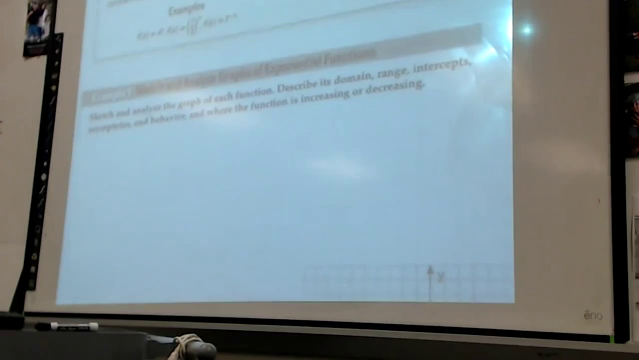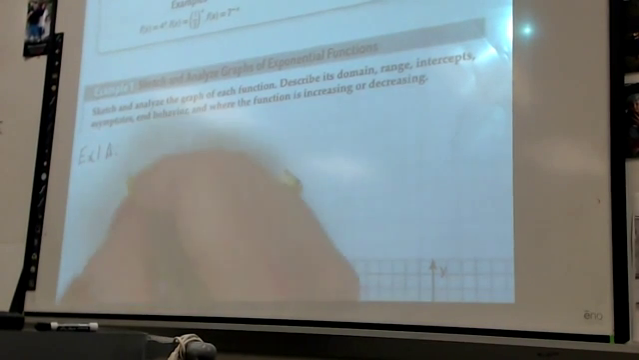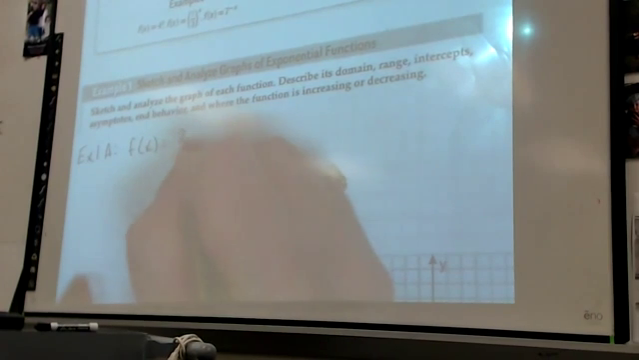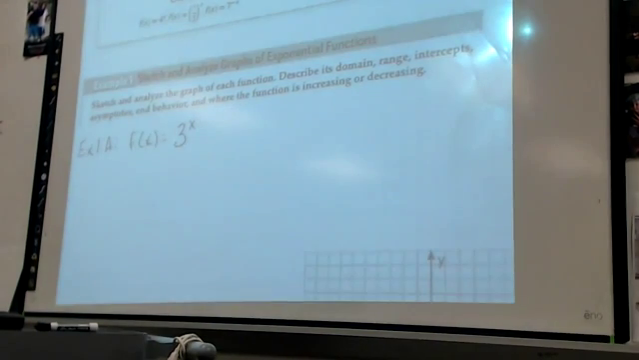Okay, so we're going to sketch and analyze graphs of exponential functions. We're going to look at them and figure out the domain, the range, the intercepts, the asymptotes. So a lot of things that we talked about earlier in the year are going to come back up. End behavior and where the function's increasing or decreasing. All right, so example 1a. We are going to graph f of x equals 3 to the x power. So the base is 3. The exponent is your unknown, your variable.